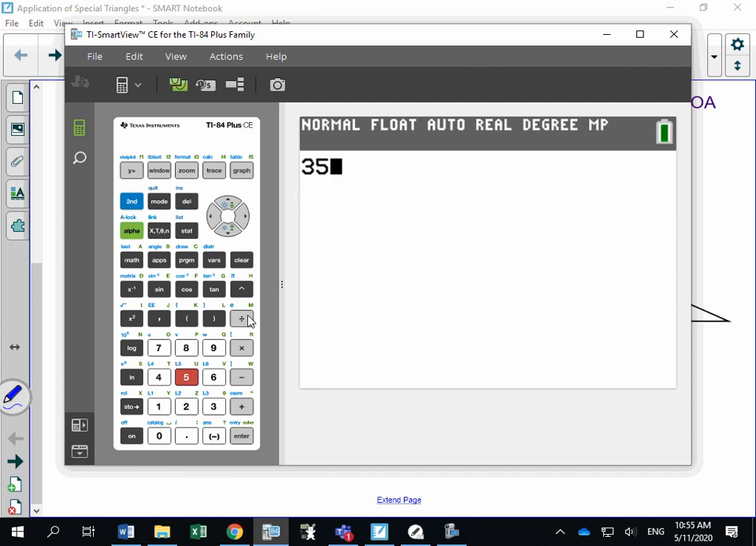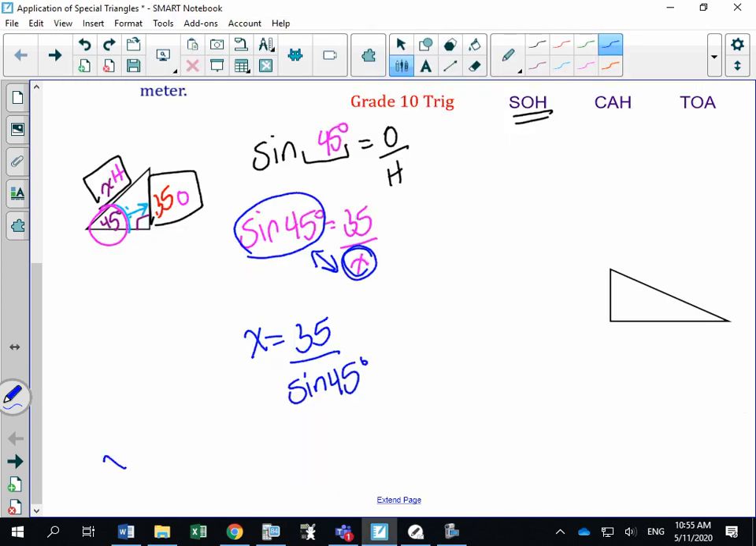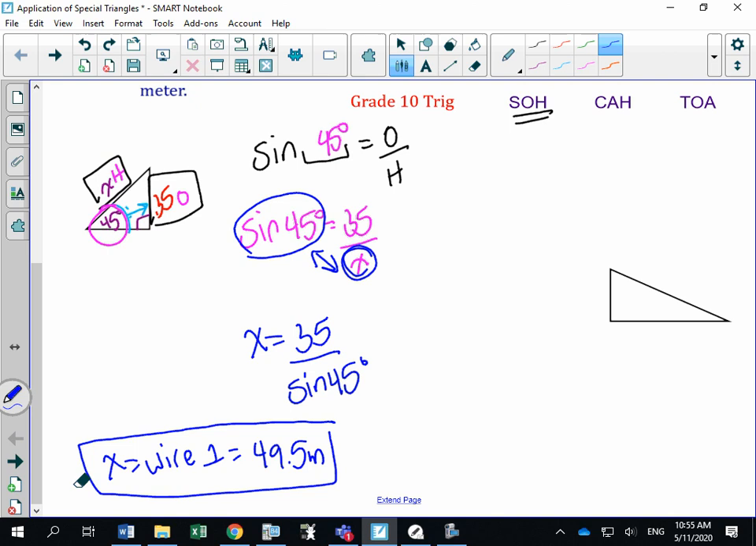So 35 divided by the sine of 45 degrees. And wire 1 to the nearest tenth is 49.5 meters. So x, which is equal to wire 1, is equal to 49.5 meters. That's my length of wire 1.